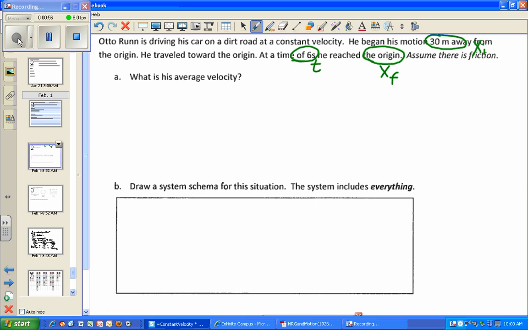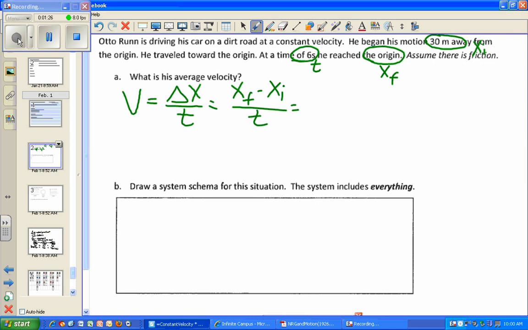Well, how do we find velocity? How do we find velocity? Not t divided by x. Change in x divided by t. The change in the position divided by the time. Which in other words is the displacement divided by time, which is xf minus xi divided by time.